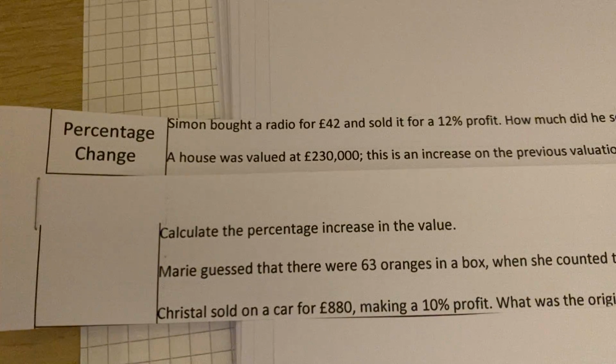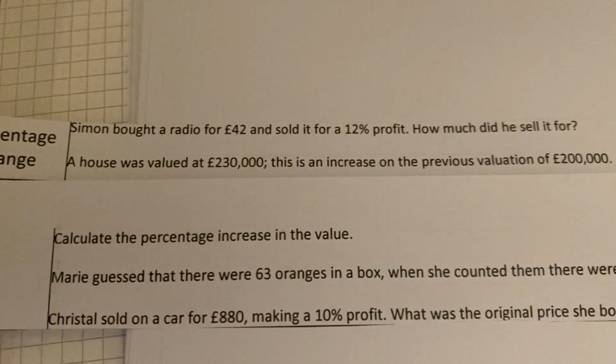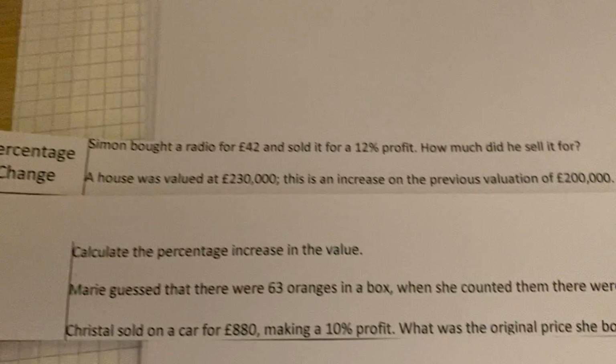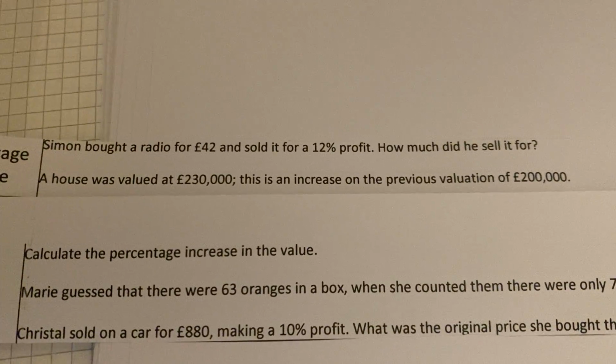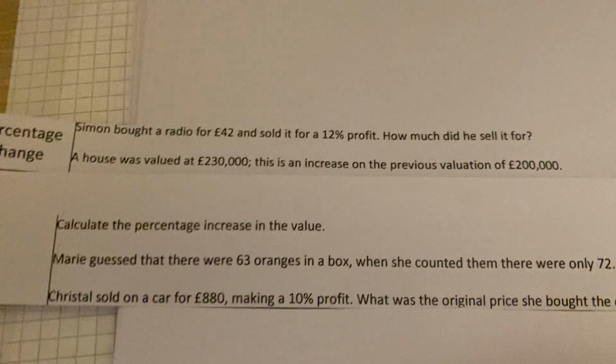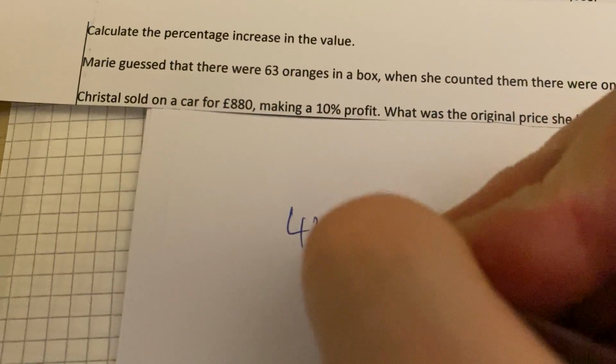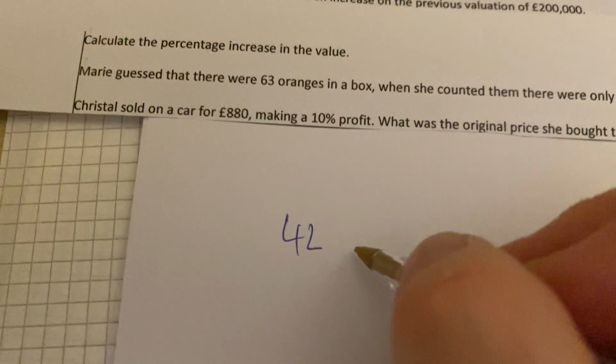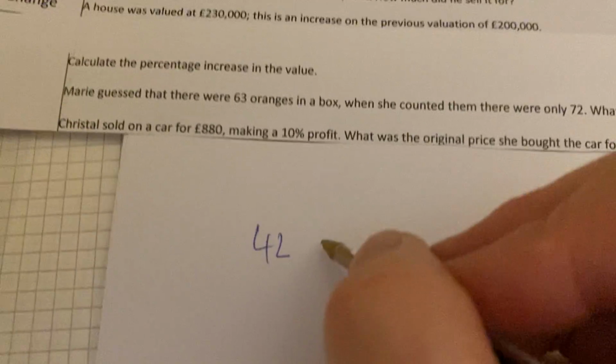Okay, this set question here. Simon bought a radio for £42 and sold it for 12% more. How much did he sell it for? Right, so £42 he paid for it, and then he sold it for 12% more.